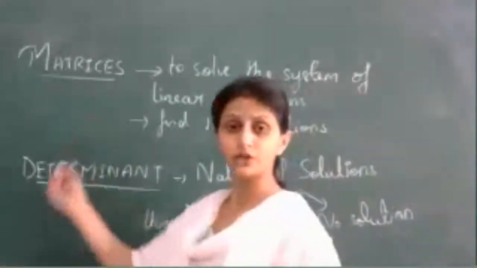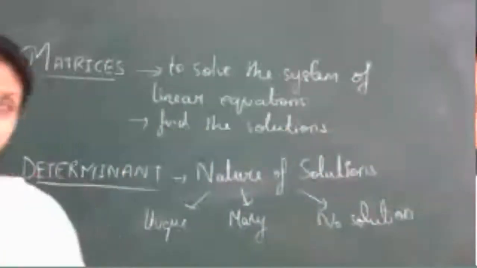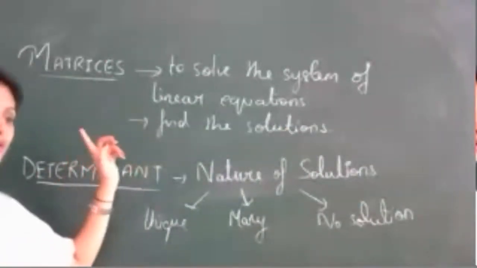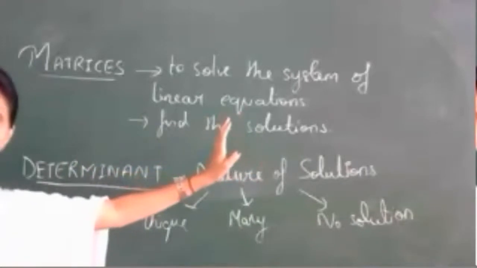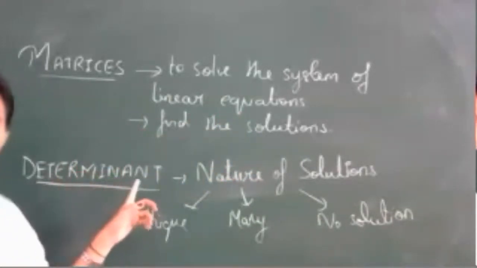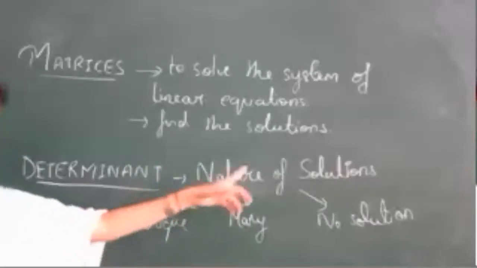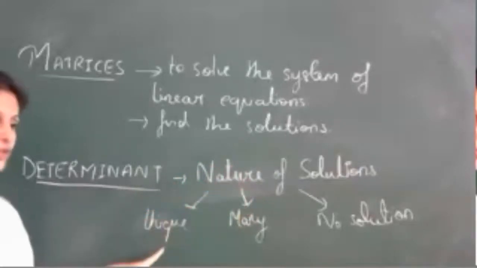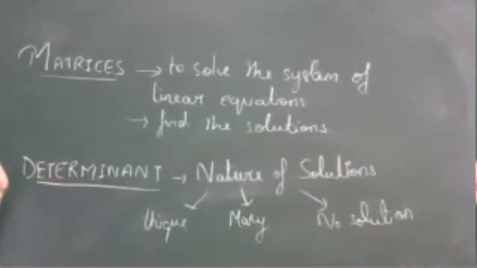So the purpose of these two topics, I hope it is clear. Matrices will help us to find the solutions of linear equations, and the determinants are used to find the nature of the solutions, whether it is unique, infinitely many, or no solution. Is that clear now? The purpose of both these topics?